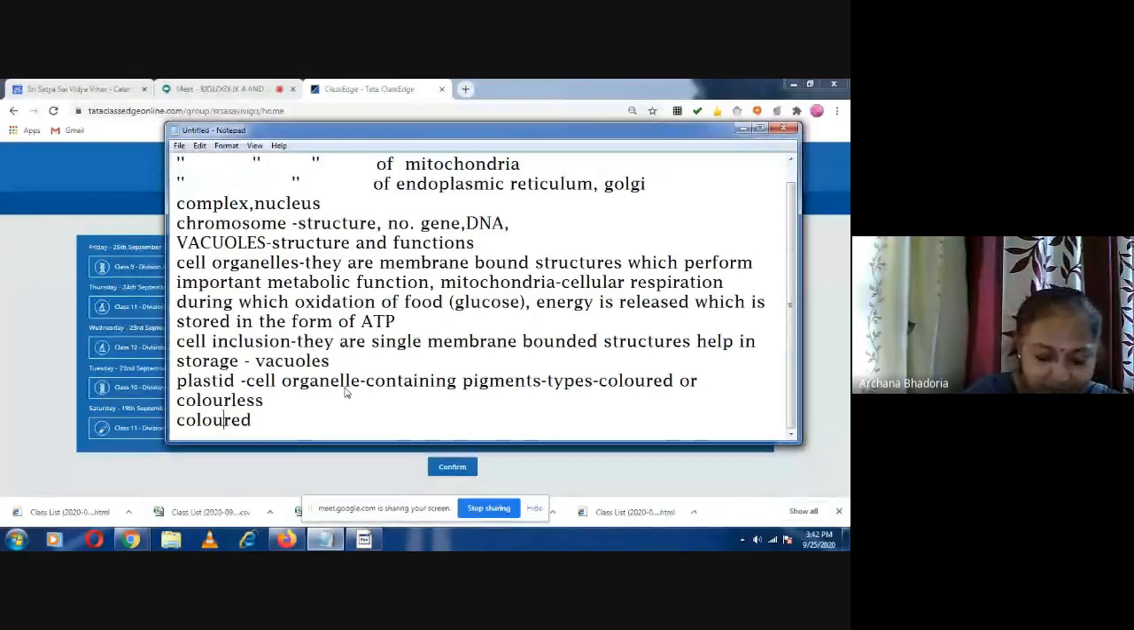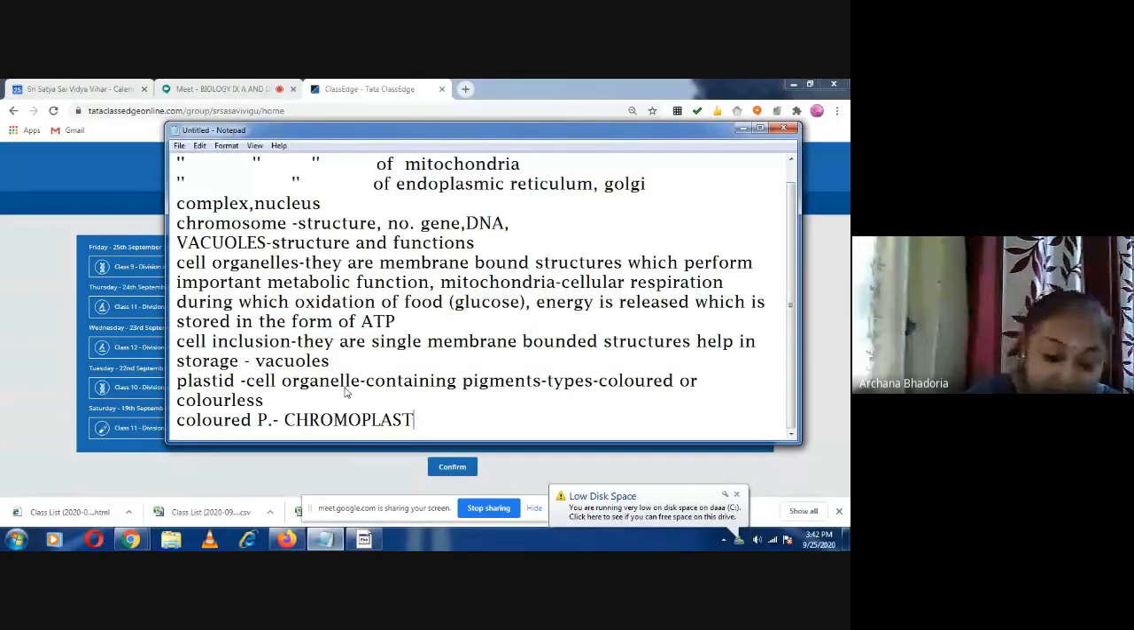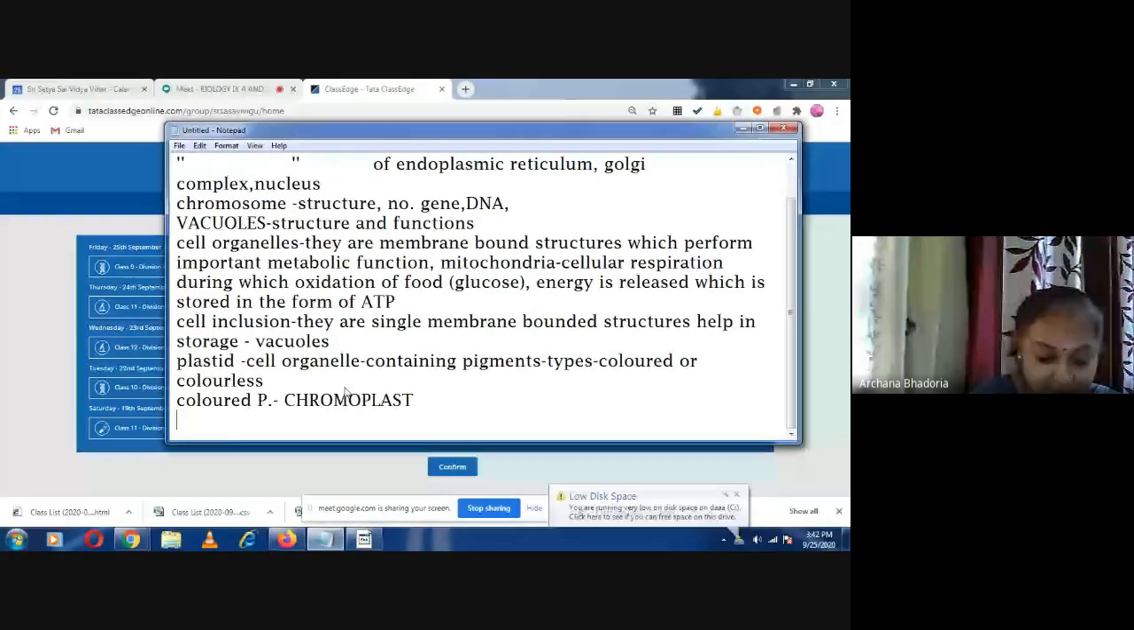if colored pigments are there, I'm just writing P. Okay, if colored pigments are there, then you will call it chromoplast. Chromoplast. Okay, and if colorless pigments are there, then you will call it the leucoplast.